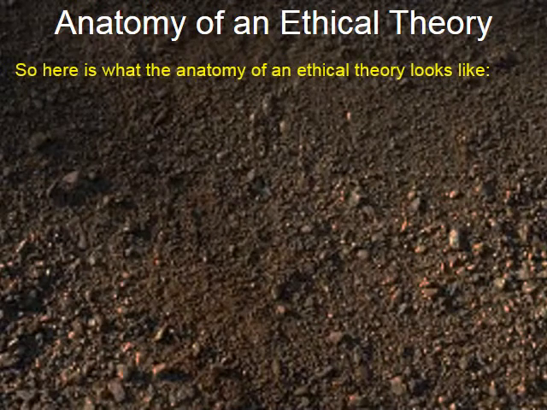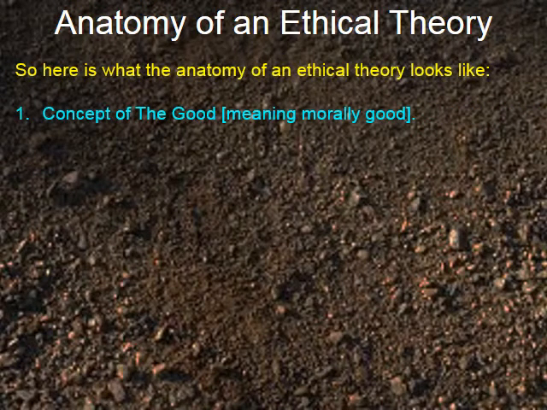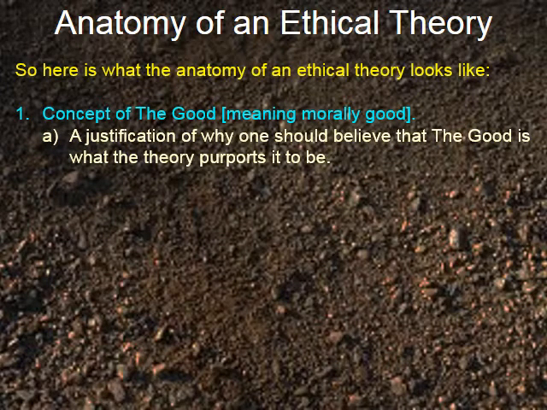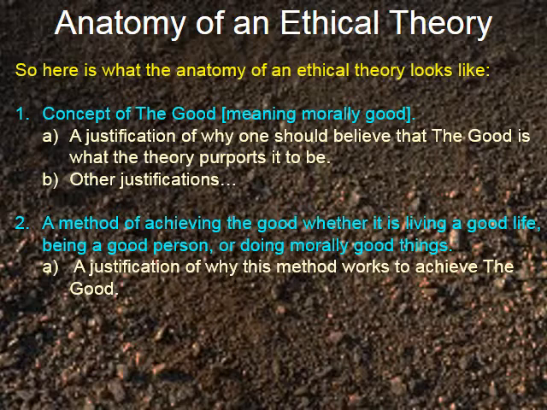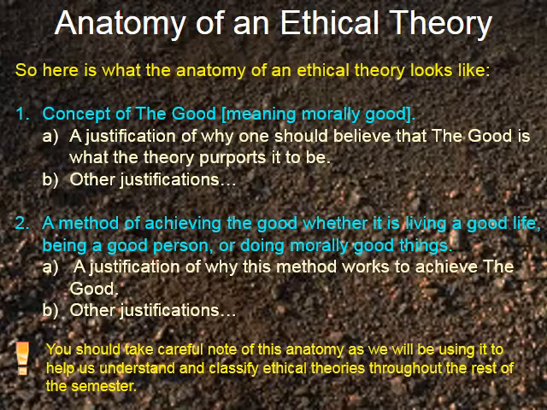So here's what the anatomy of an ethical theory looks like. It has a concept of the good, meaning morally good. It has a justification of why one should believe that the good is what the theory purports it to be. And there may be other justifications. Next, it has a method of achieving the good, whether it is living a good life, being a good person, or doing morally good things. Then there is a justification of why this method works to achieve the good. And again, there may be other justifications. You should take careful note of this anatomy, as we will be using it to help us understand and classify ethical theories throughout the rest of the semester.